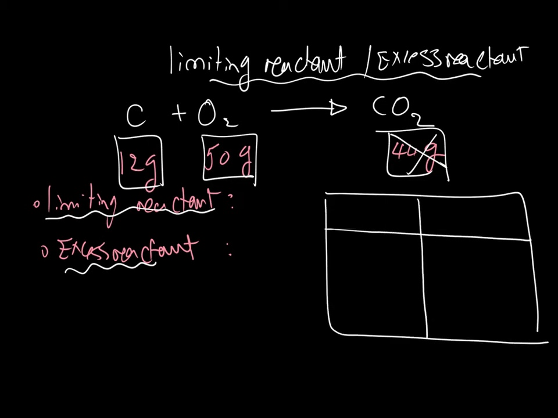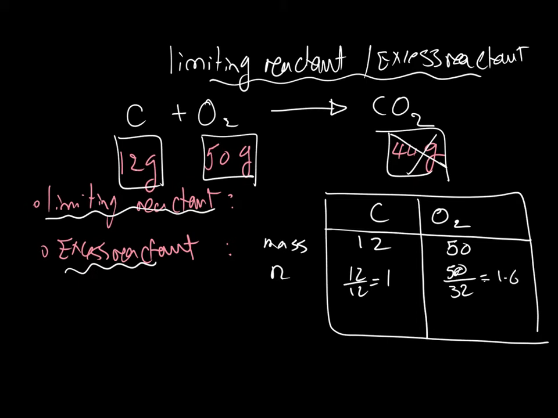For the reactants, the mass is given, and then convert them to moles by dividing by the molar mass. 12 over 12 equals 1. 50 over the molar mass of oxygen, 16 times 2 equals 32, equals 1.6 moles.